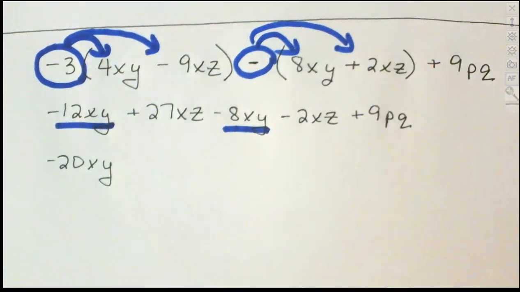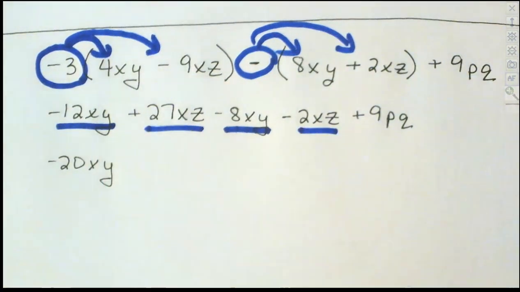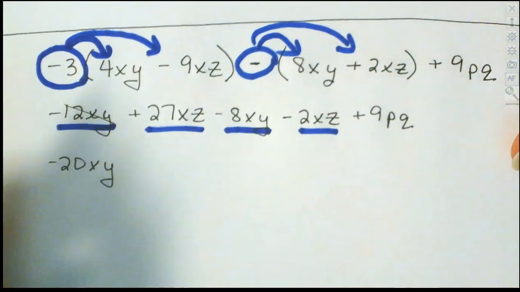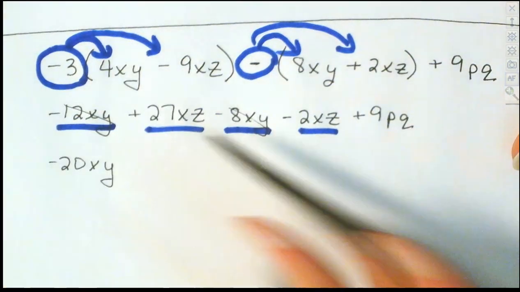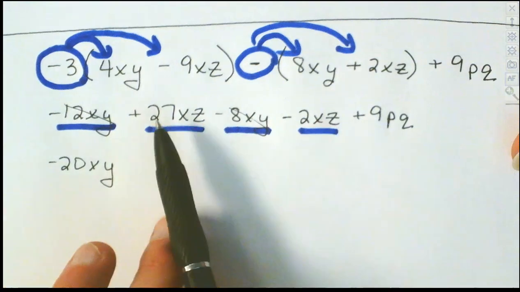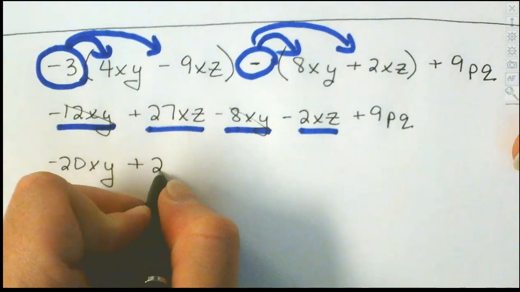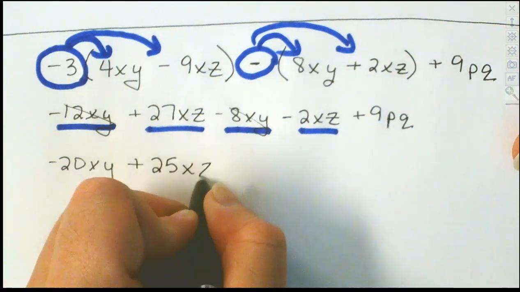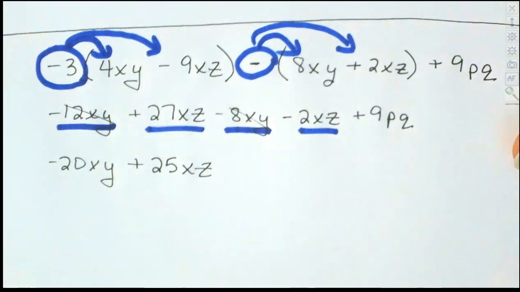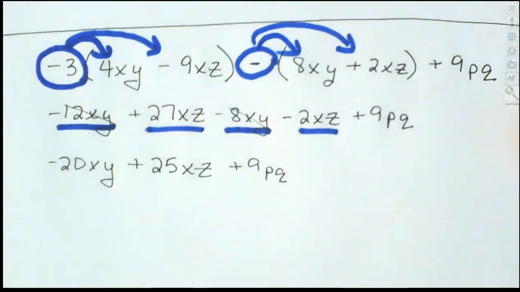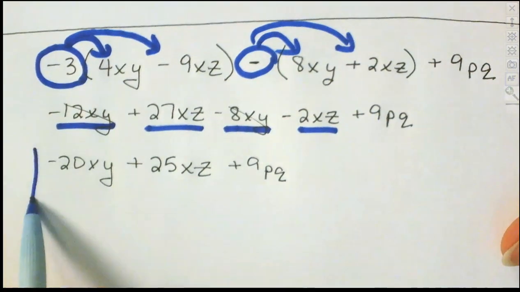What about the xz's? We've got a 27 and a minus 2. You can cross them off if it helps, so those can go together here. Positive 27, take away 2. That leaves you with a 25xz. And then we've got the 9p cubed all by itself. Nothing else can go with it. And that's as far as we can go.